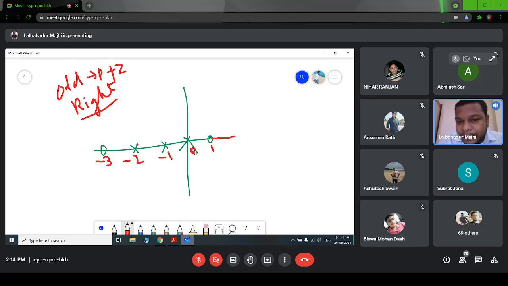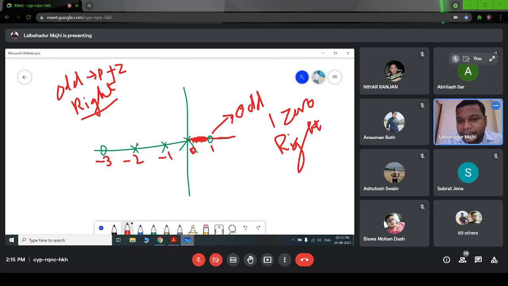Similarly, if we consider any point between this 0 and 1, suppose this point, then towards its right, what is the number of poles and zeros? We have only 1 0. Okay, so that is an odd number, right? That is an odd number because we have only 1 0 to the right. So any point between this 0 and 1 will be on our root locus.